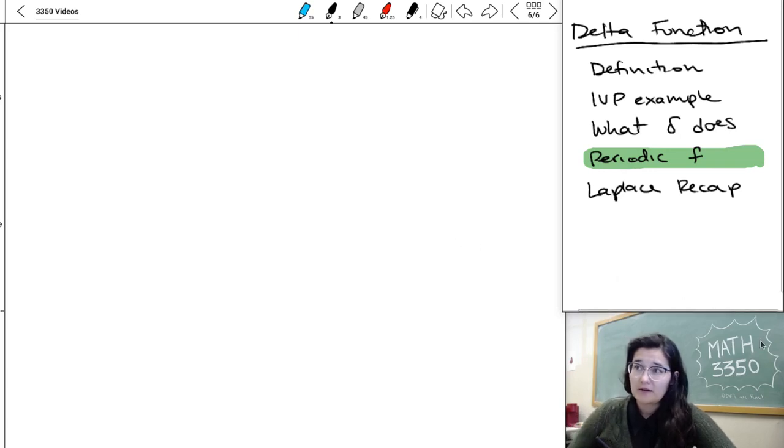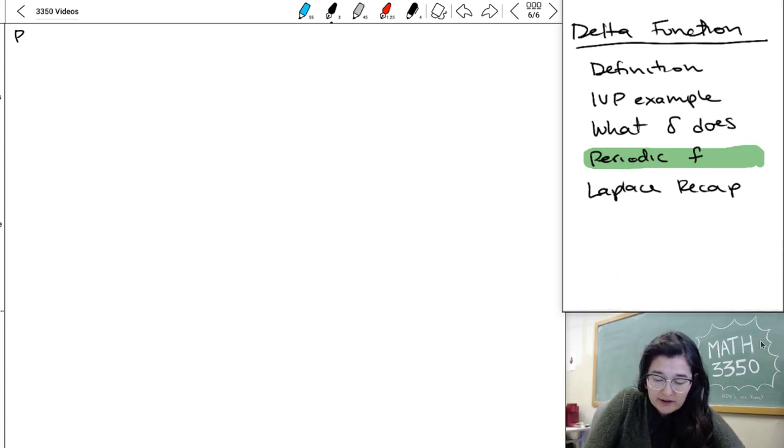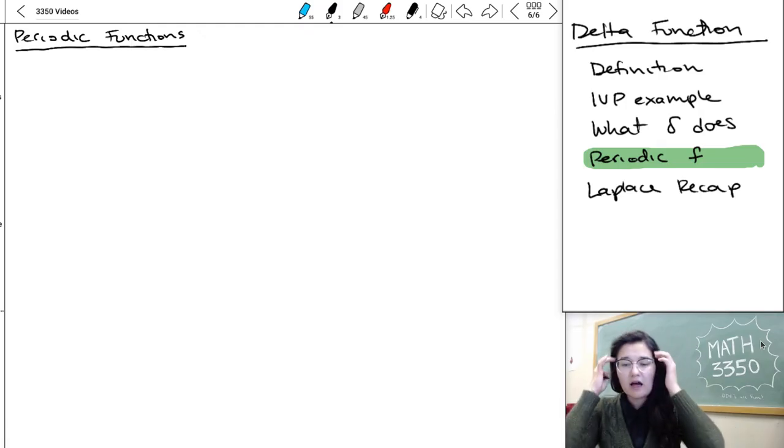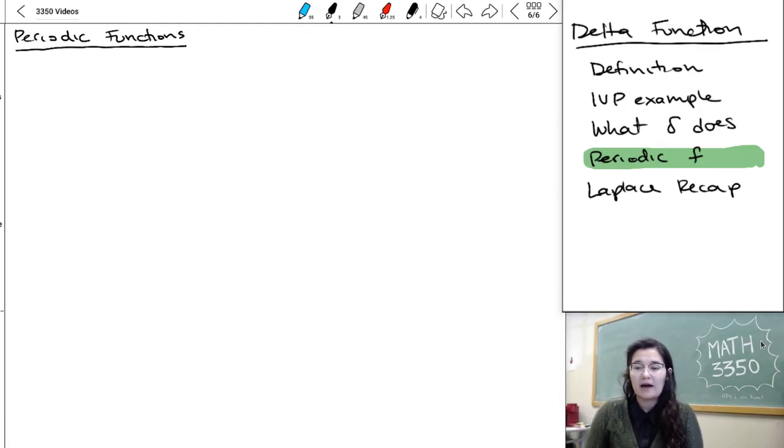Next up, we're going to talk about how to take Laplace of periodic functions. And we are going to have to return to thinking about that integral definition of a Laplace transform, but I promise it's not going to be that super complicated infinite integral thing. It's just sort of a neat trick that we can take periodic functions and only integrate over a finite space.